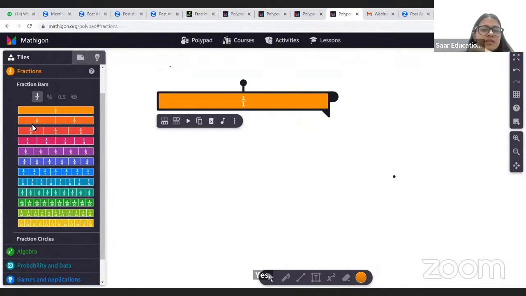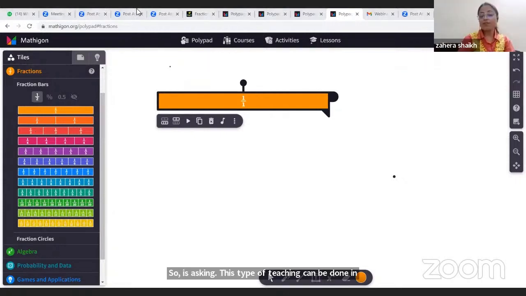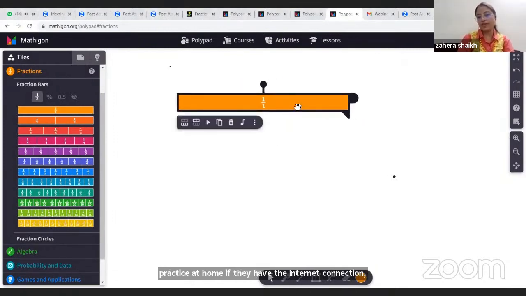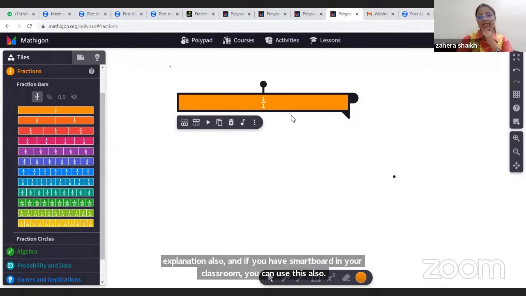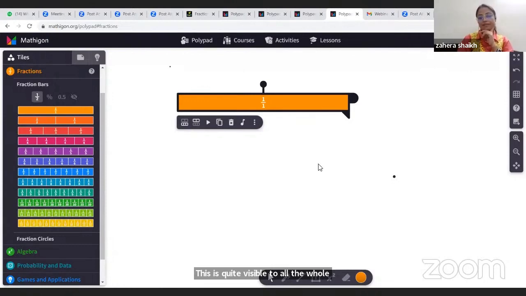So, ma'am, Miss Namrata is asking, can this type of teaching be done in online mode only? No, this is possible in your physical offline classes also. I'm asking you to use this kind of fraction tile, physical fraction tile, in your classroom, right? And for your own understanding, for your own practice, you can use this site or you can ask the students to practice at home if they have internet connections. So these are the free sites which we can use for practicing and explanation also. And if you have a smart board in your classroom, you can use this also. This is quite visible to the whole class at a time, right?